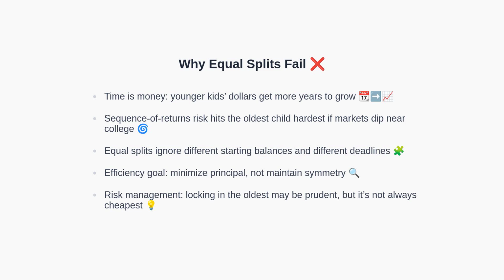Next, let's explore why splitting contributions equally is usually inefficient. Because time is money, contributions to younger children benefit from more compounding years. Equal splits also ignore sequence of returns risk, which is the danger that poor returns occur just before withdrawals, typically impacting the oldest child most. Equal splits fail to consider different starting balances and distinct deadlines. Your objective is to minimize principal dollars while managing risk, which means symmetry is not the right criterion. Locking in the oldest may be prudent, but it is not automatically the lowest cost approach.